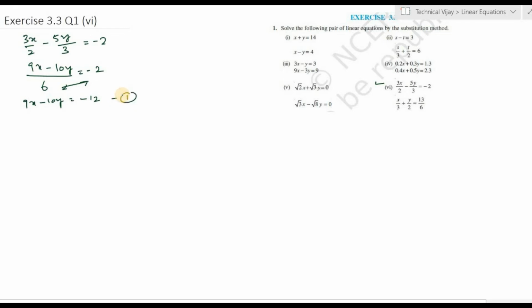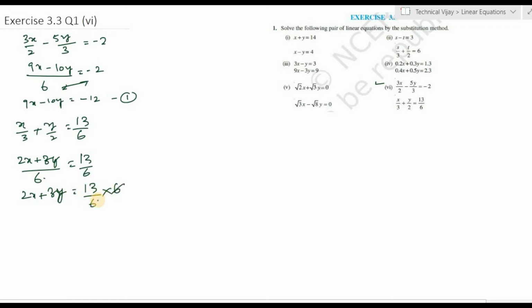So this is equation number 1. So we will take another equation, that is x divided by 3 plus y divided by 2 is equal to 13 divided by 6. So here again the LCM is 6. So 2x plus 3y over 6 is equal to 13 divided by 6. So 6 we will send it to the RHS. So 2x plus 3y is equal to 13 by 6 into 6. 6 gets cancelled. 2x plus 3y is equal to 13.